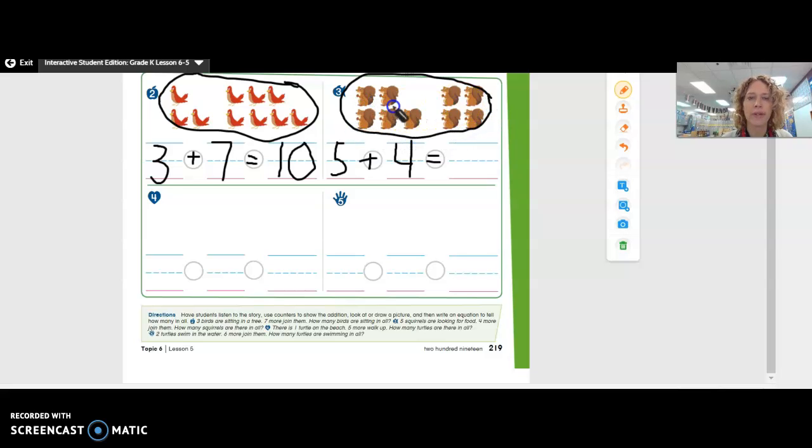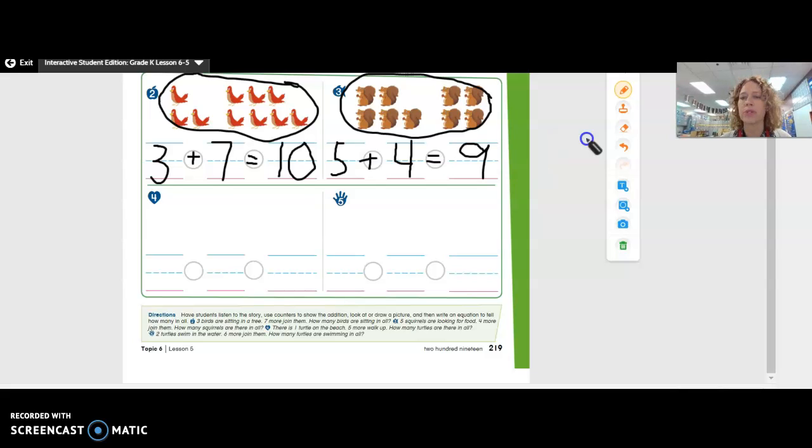Count with me. 1, 2, 3, 4, 5, 6, 7, 8, 9. Yeah, so we'll make a 9. 5 plus 4 equals 9. Great job. Let's take a look at number 4.